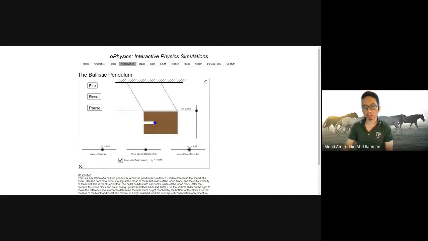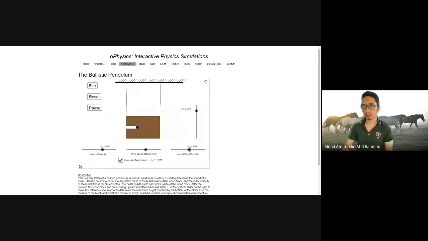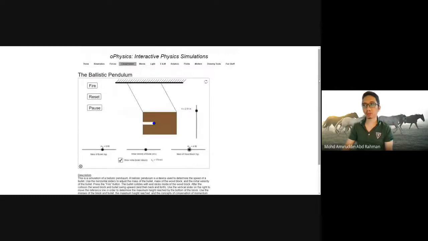So that's basically about the lab today. Any questions so far? No, doctor. Okay, all right, so work on the experiment and then do the lab report.